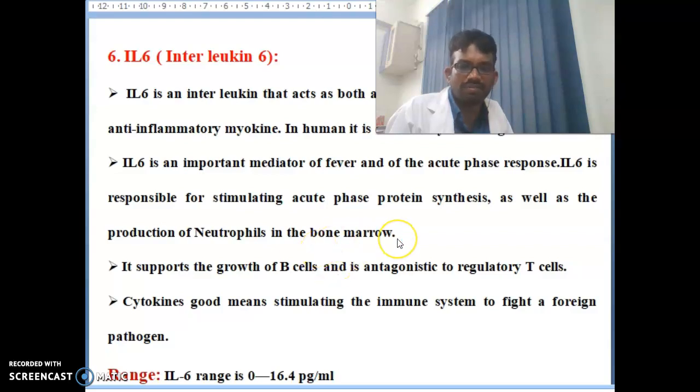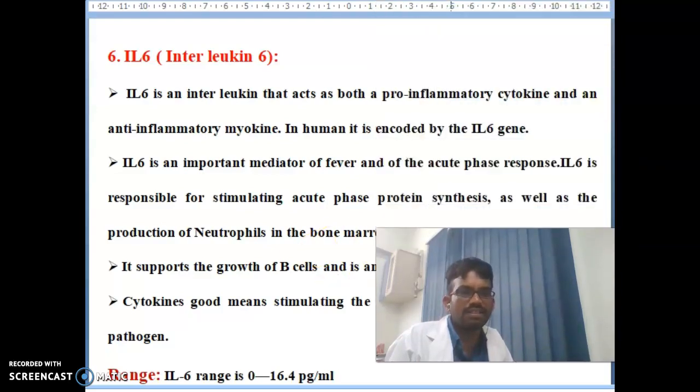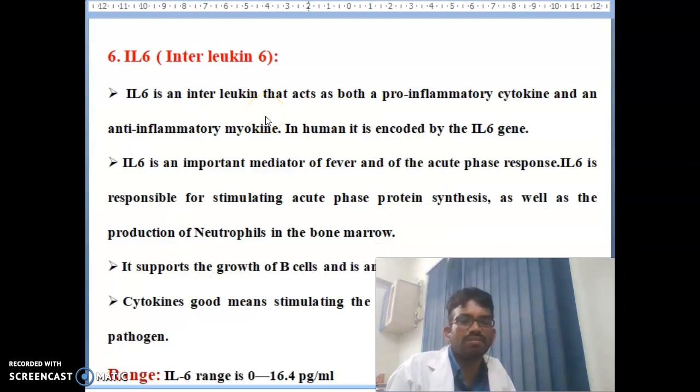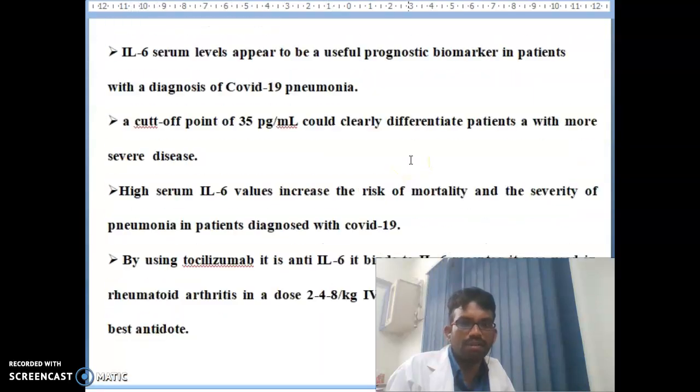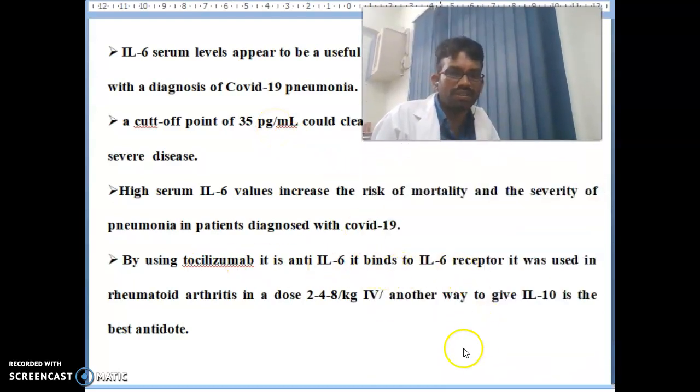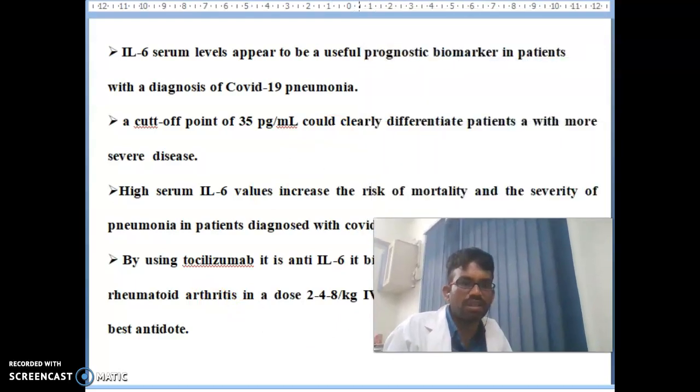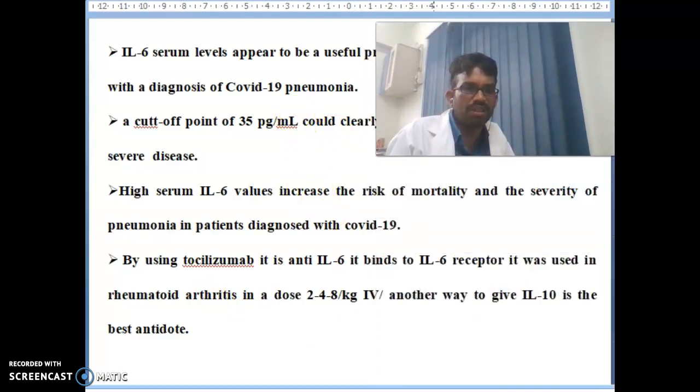Next, the sixth one is very important. This is IL-6, one of the immunity measurement tests. IL-6 shows how much immunity our body has, and you can find that out from here. The IL-6 values and range are mentioned here, and we will talk about how the IL-6 range works. It is a biomarker for the COVID-19 phenomenon, and the cutoff points are mentioned here, including high serum IL-6 and what the uses of IL-6 are.